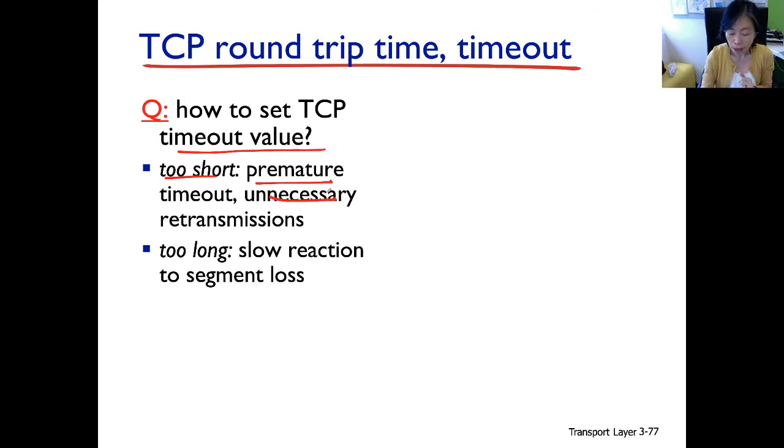So, not good. If that timer is too long, the intuition also says it's going to take a long time for the sender to discover there's a packet loss and try to recover from it. So the user experience with sending data over this connection is not going to be good. Slow reaction to packet losses. Either case, not good. So how do we find a balance? How do we estimate the timeout interval?